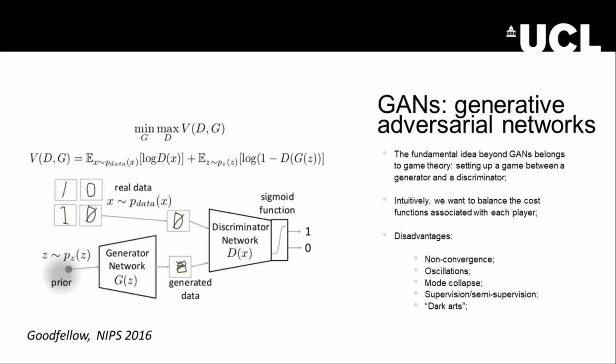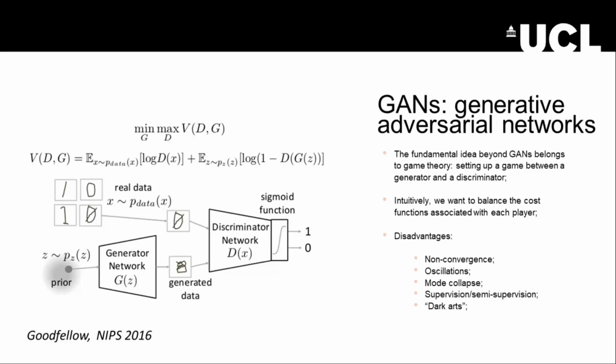Supervision, semi-supervision, because in the most simple implementation of the GANs, you actually need to train first the discriminator and then the generator and so on, and you will need actual data to train them on.